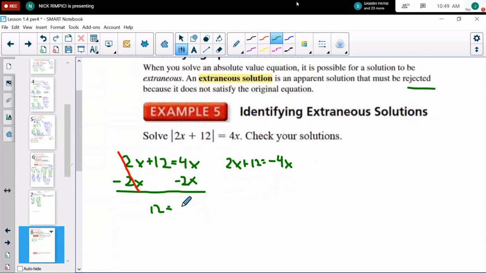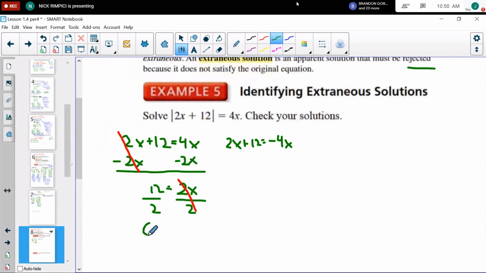And 4x minus 2x is 2x. Now I'm almost done with this side. I have 2 times something equals 12. Well, to undo multiplication, I just divide by 2, and that makes these 2's cancel out. And if I divide by 2 on the right, of course, I do it on the left. And when I do 12 over 2, I get 6.